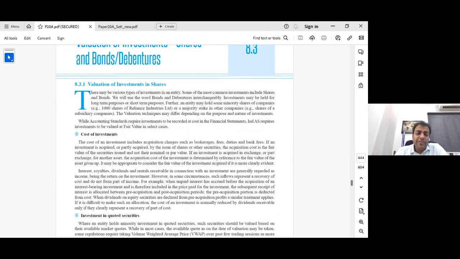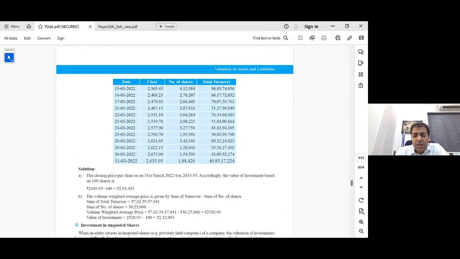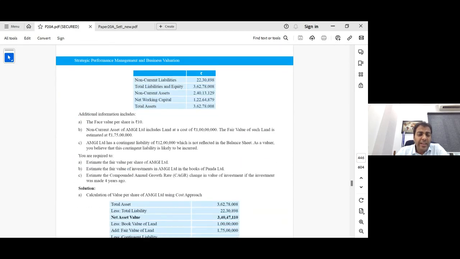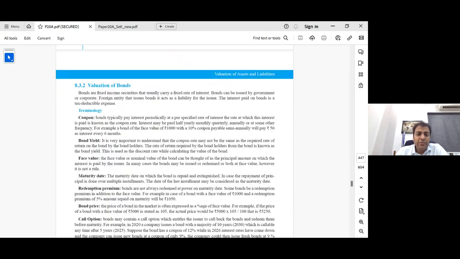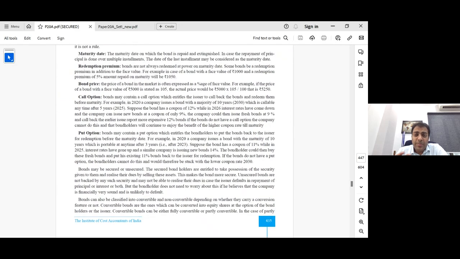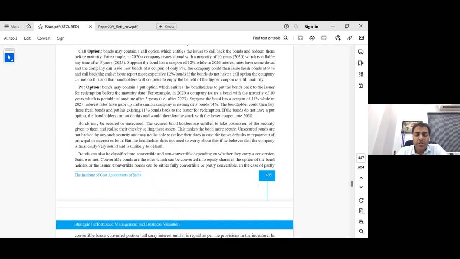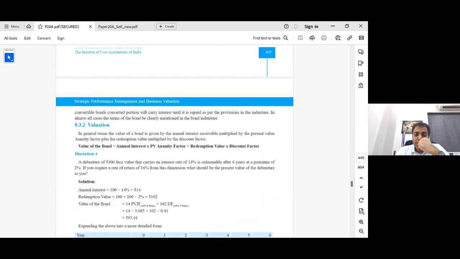Valuation of investments. If you already know the valuation of companies, you know that valuation of investments is going to be fairly easy. It is just a refresher from the previous modules. This is going to be an important part, which is valuation of bonds, because this is specific, right? There are some terminologies that you will have to understand very well, right? About bond yields and redemption premium and call option and put option and so on, right? So those parts have to be understood very well.